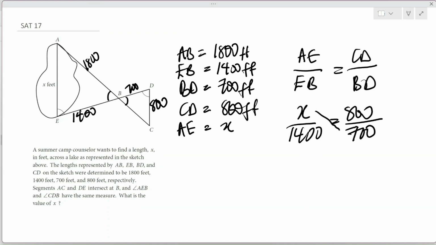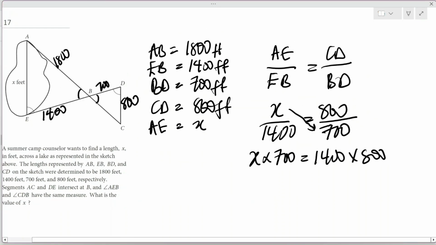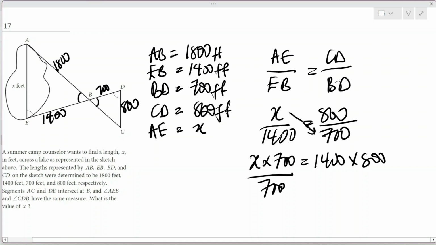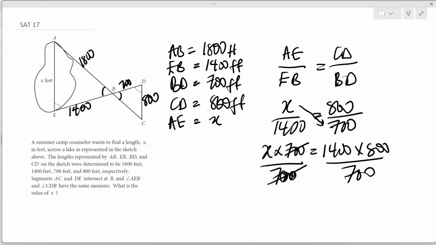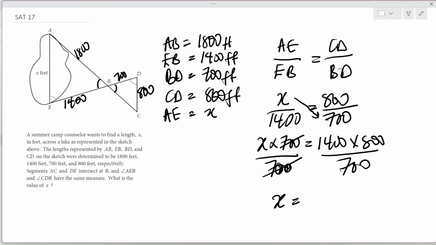You cross multiply. That gives X times 700 equals, on the other side of the equals sign, 1400 times 800. We're looking for X, so we divide both sides by 700. Here 700 cancels 700. No, you're not allowed to use a calculator. X equals, you have 0 cancels 0, another 0 cancels 0, 7 here, 1, 7 in 14, that's 2. So you have 2 times 800.